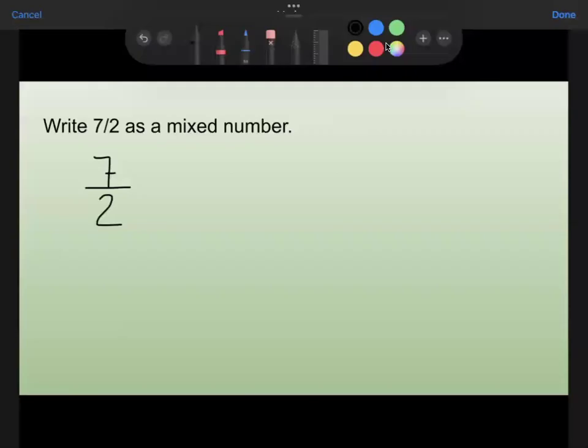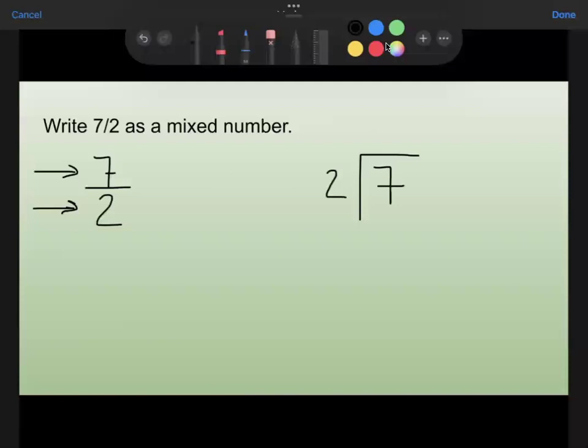The easiest way to do that is to take the 7, or the number that's on top, and then to divide it by the number on the bottom, in this case, the 2. So the top number goes inside the division bracket and the bottom number goes on the outside of the division bracket. Now I'm going to start dividing.